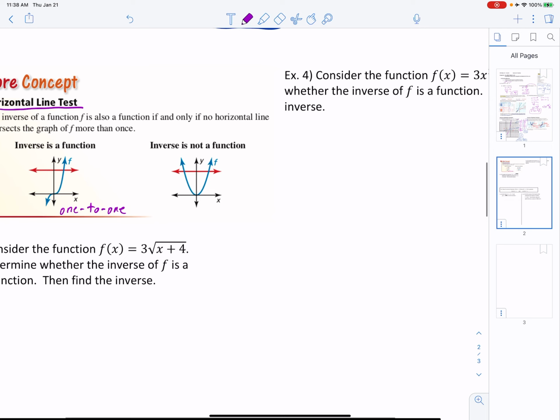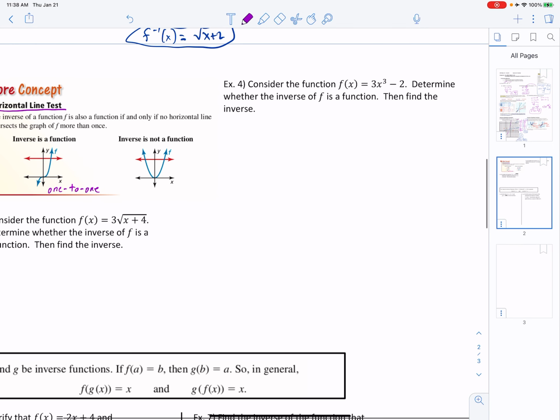Look at example 4 here. Consider f of x is 3x cubed minus 2. Determine whether the inverse of f is a function, then find the inverse. And so what you're going to do is graph it. So we're going to look at y is equal to 3x cubed minus 2. The parent function on this is x cubed. And so if I have negative 2, negative 1, 0, 1, and 2, I have a negative 8, a negative 1, a 0, a 1, and an 8. So there's your parent function for an x cubed.